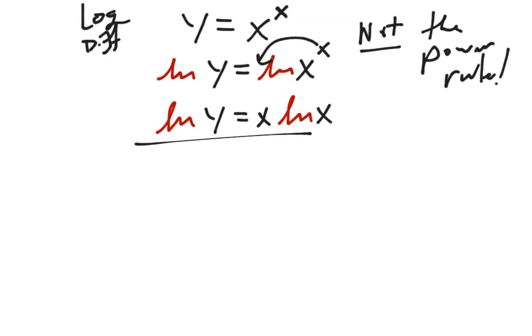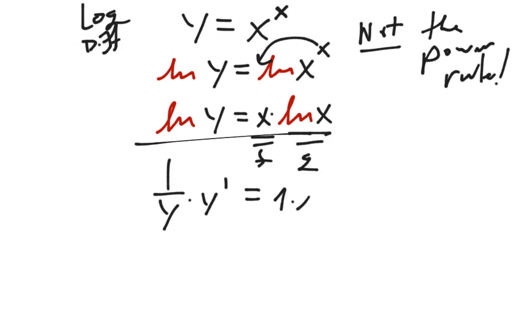And now I will take the derivative using implicit differentiation. The derivative of the natural log of y is 1 over y times y prime. The derivative of this, I have x times natural log of x, so I have to use the product rule. So I have f times g, f prime is 1, times g, which is natural log of x, plus f, which is x, times g prime. The derivative of natural log is 1 over x.